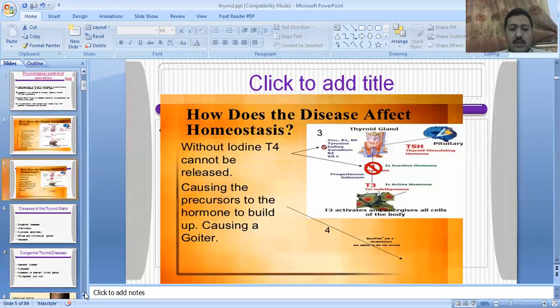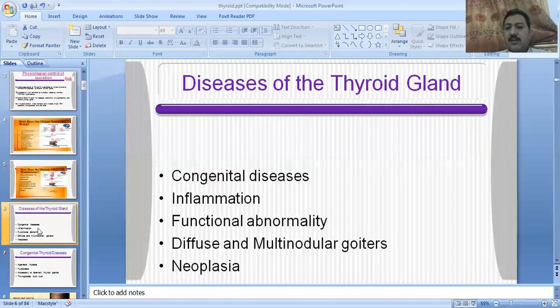Now comes the question: what types of diseases occur in the thyroid gland? There are multiple diseases which involve the thyroid gland, like congenital diseases, inflammation, and functional abnormality of the thyroid gland. There will be diffuse and multinodular goiter formation in the thyroid. And the last one is neoplasia, benign and malignant conditions, which occur in the thyroid gland.